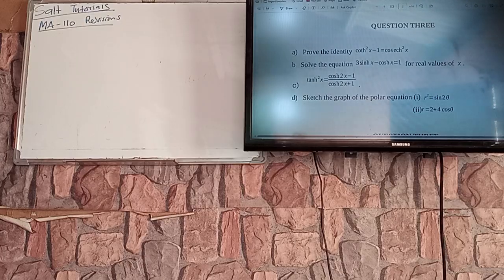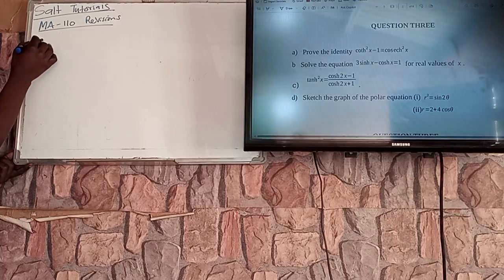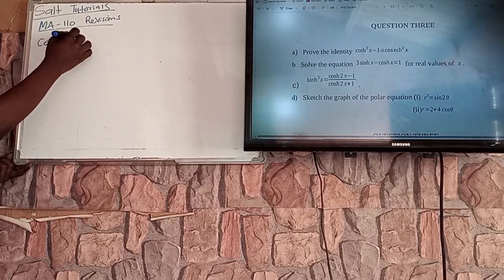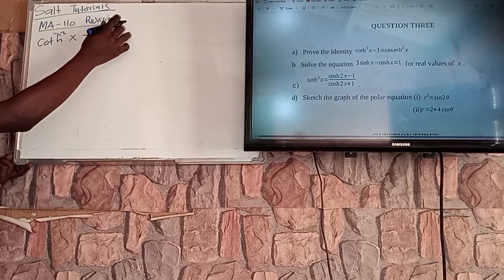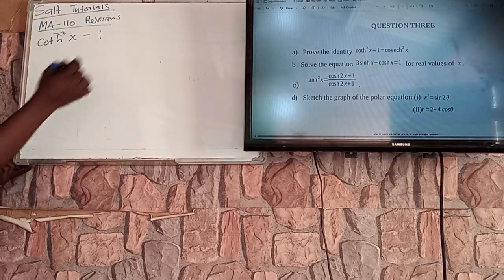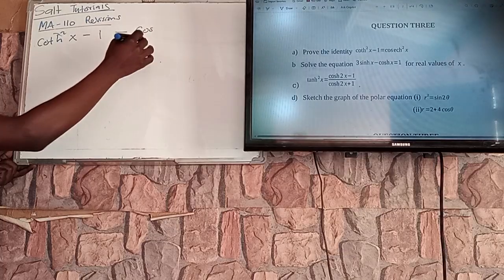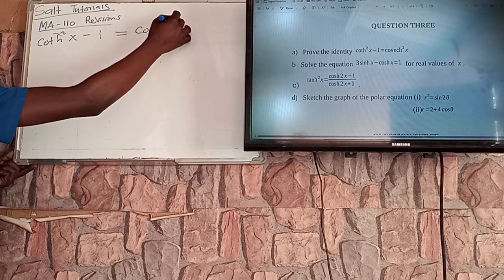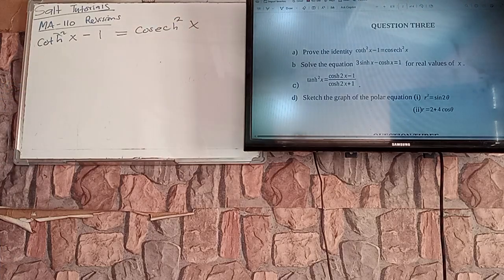The first one says, I'm sure we're able to see the question on the screen, prove the identity: cot squared x minus 1 is equal to cosec squared x. So I want to prove that that is equal to that.